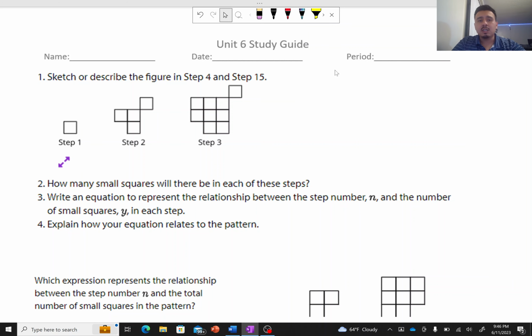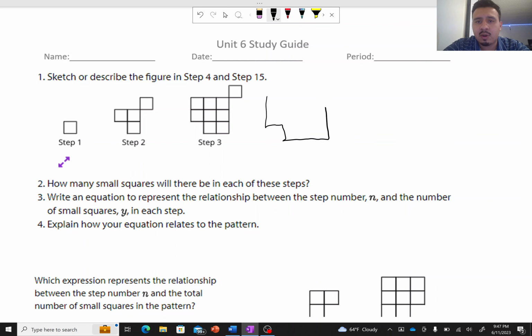Okay. So we're gonna be answering question number 1. Now this is 1, 2, 3, and 4, but all this is together. Okay. So I don't want you to think that they're separate questions. They all relate to the same problem. Okay. So it's a sketch or describe the figure in step 4 and step 15. Okay, so in step 4, I'm gonna assume my figure looks like this.